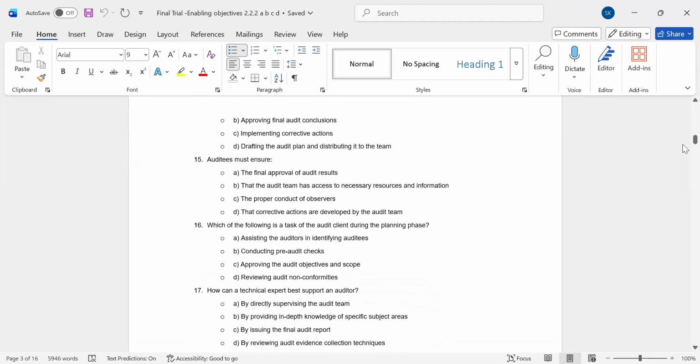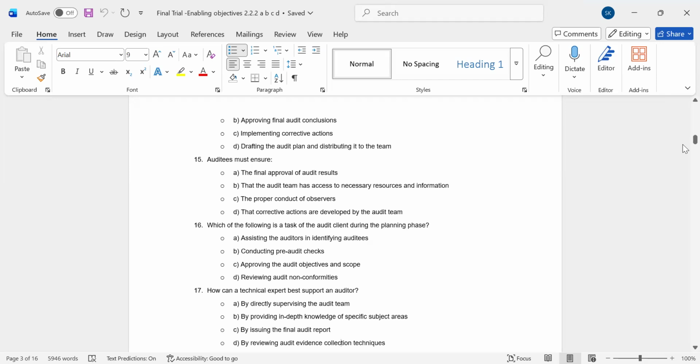Here they are asking, sir, auditees must ensure: the final approval of audit results, that the audit team has access to necessary resources, the proper conduct of observers, the corrective actions are developed. B only, sir, because all the others are wrong. Shashikanta Mahanta, B is the best fit answer, right? Yes, sir. Okay. Question number 16.